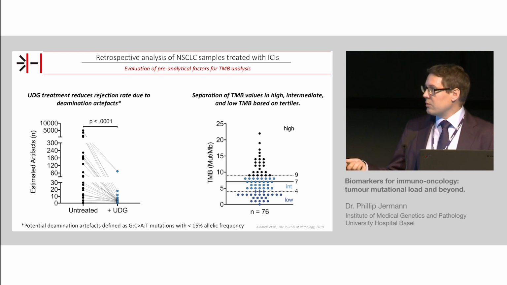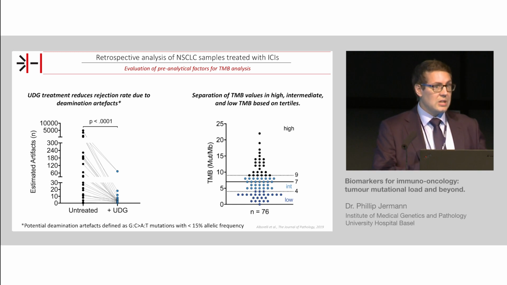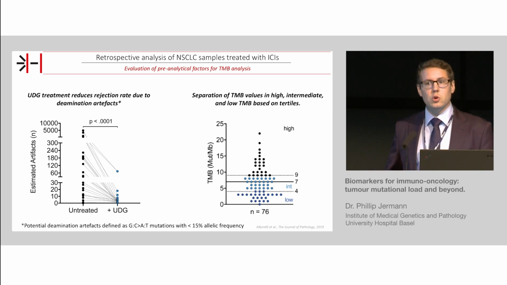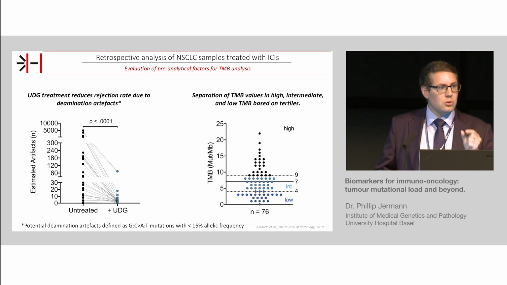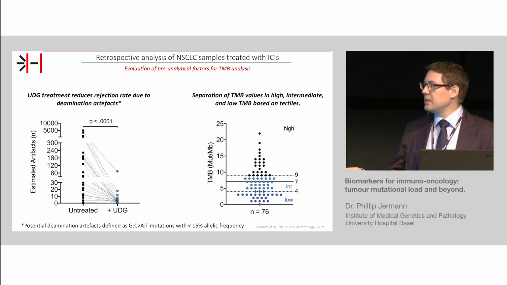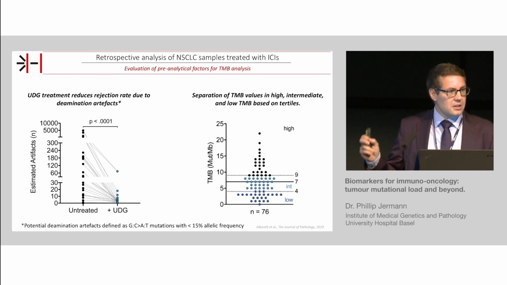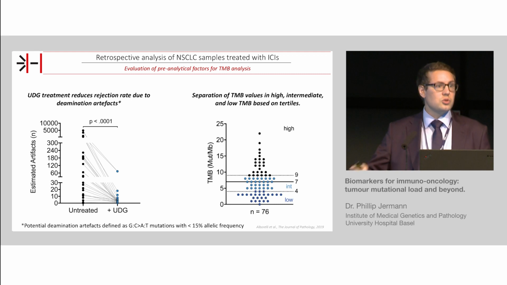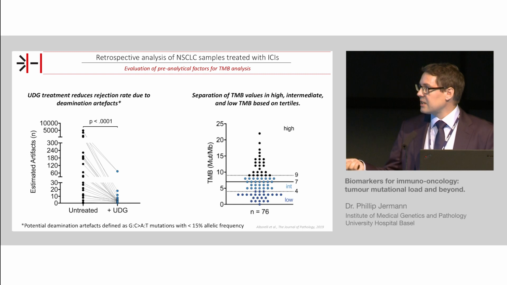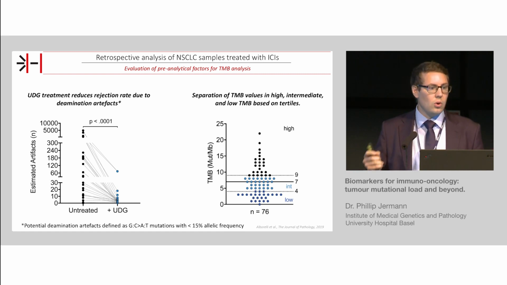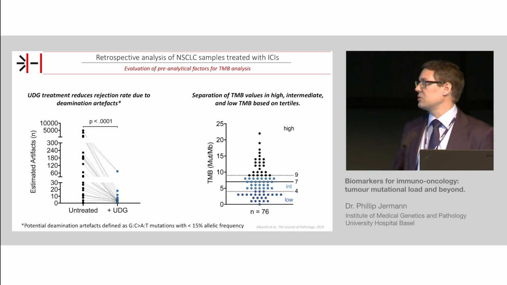So what we did is we went back to the samples, we reanalyzed them, we treated these samples with an enzyme called UDG. Now this enzyme selectively digests nucleic acids that contain deaminated cytosines, which are essentially uracils. So by treating the DNA prior to library prep, we could in fact reduce the number of artifacts very significantly, allowing us to lower our rejection rate and really be able to rescue these samples. So from this, we decided now also in routine that we treat all our samples with UDG before we go into library prep for TMB for this assay.